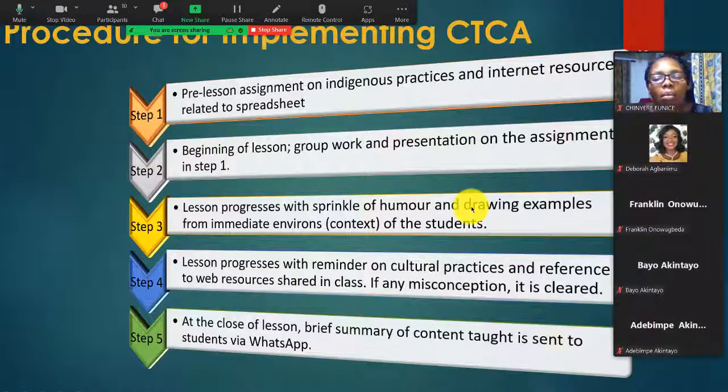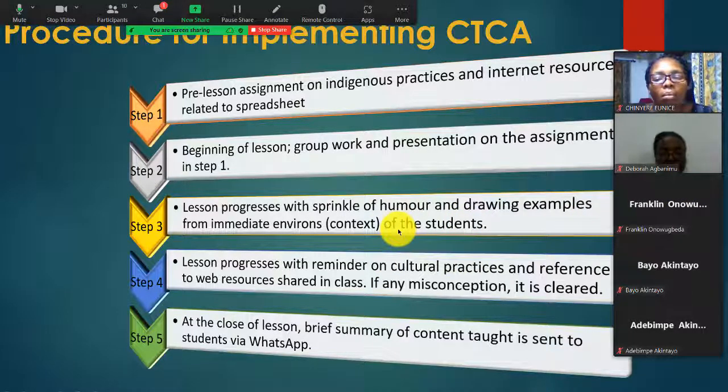In step 3, the lesson progresses and examples are given from the immediate environment. That's the context part of this CTCA. And then the students are reminded of the cultural practices and the web-based resources that they get as the techno part of it.